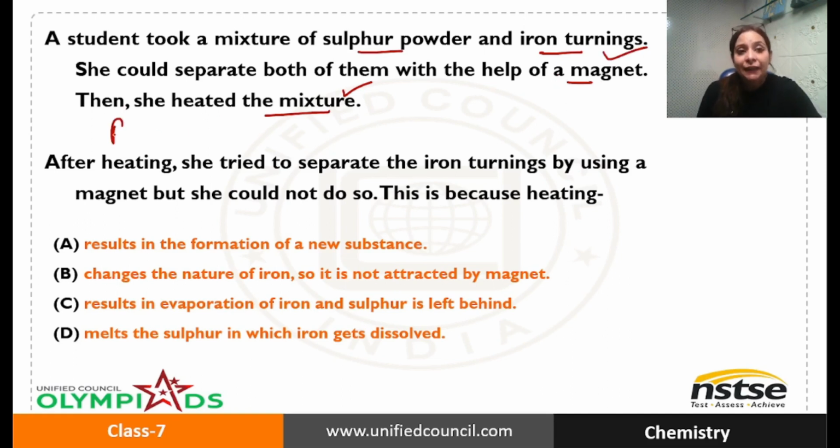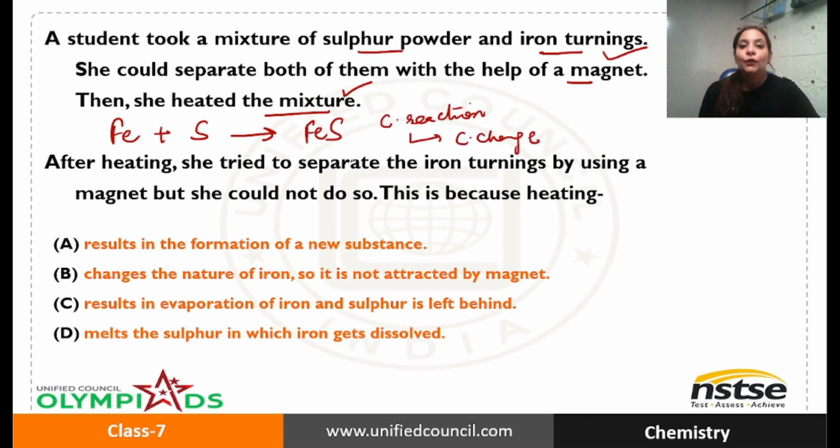When she heated the mixture, this should strike your mind that iron will now combine with sulfur to form iron sulfide. Because on heating, a chemical reaction will take place. A chemical reaction is a chemical change in which you get a new substance. Here the new substance formed is a compound, and we know that a compound has its own identity. Its properties never depend upon the constituents which are reacting together. It shows entirely different properties.